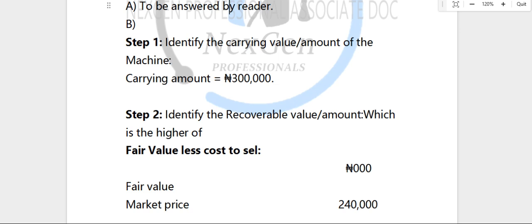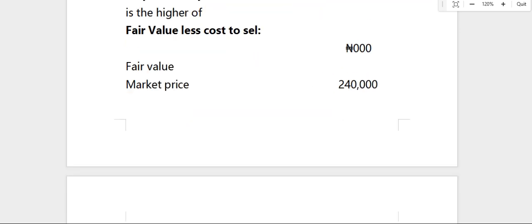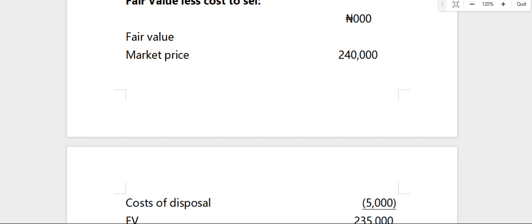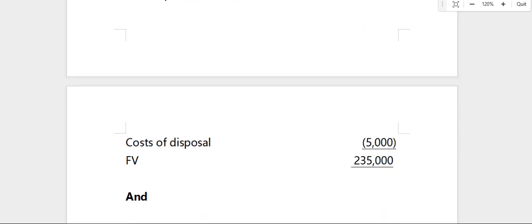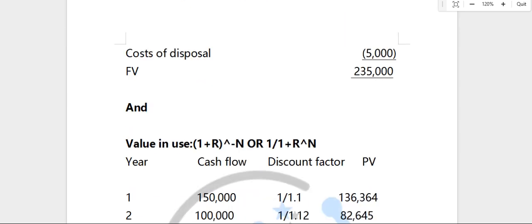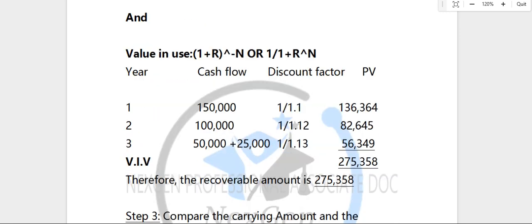So now let's quickly go. We were told that our fair value, the market price, is 240,000 naira, the cost to sell is 5,000 naira, so the fair value is 235,000 naira. That is as simple as that. Then the value in use now. The formula to get your discount factor is 1 plus r raised to power minus n. You multiply by the cash flow, it will give you your present value. It's as simple as that.